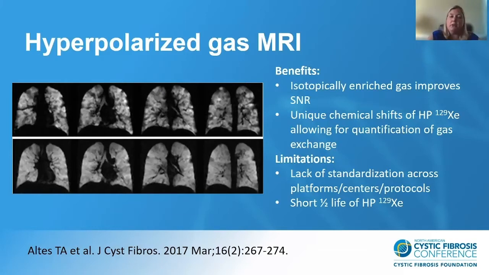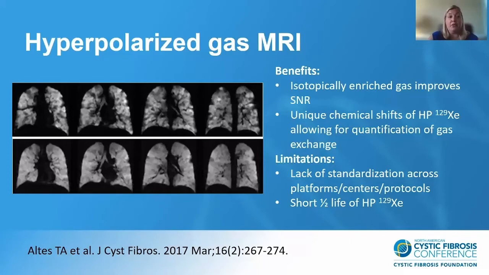And in particular, most of the world is using hyperpolarized xenon MRI currently. Hyperpolarized xenon has unique chemical shifts that actually allow you to quantify gas exchange by having different peaks in the gaseous phase, the interstitium, and the red blood cells. And you can truly get at the diffusion of the gas into the cells.